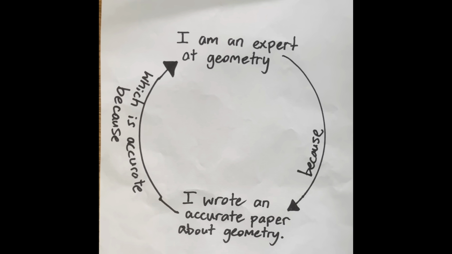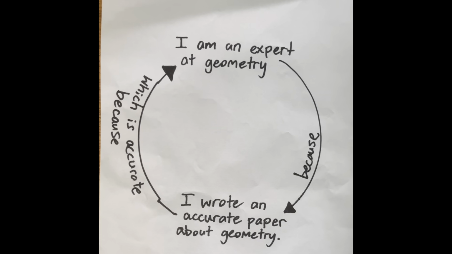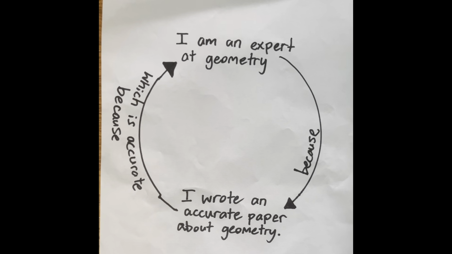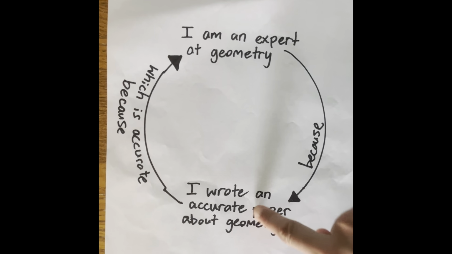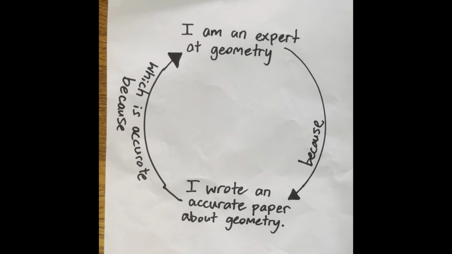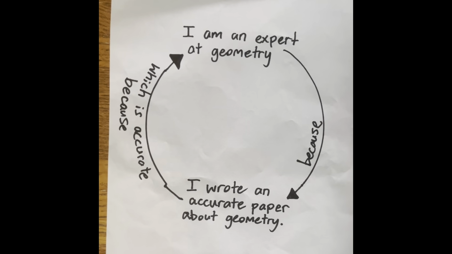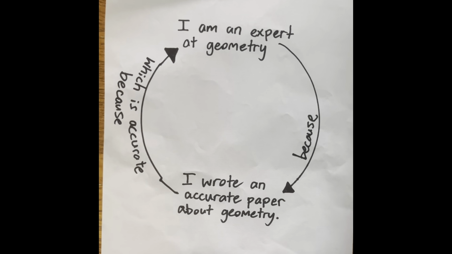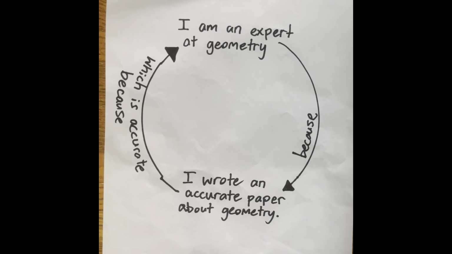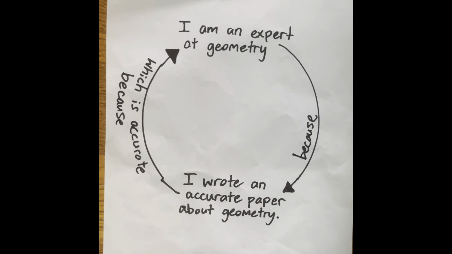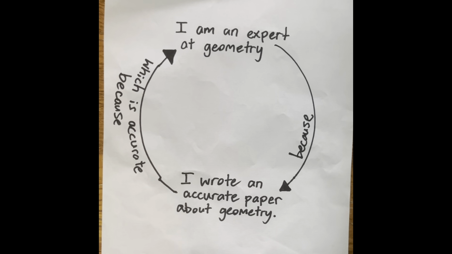Another example of this argument is the statement, I am an expert on geometry because I wrote an accurate paper about geometry. On the surface, this might seem correct and it does follow logic, but as with informal logical fallacies, the error lies in the evidence. In this instance, me being an expert on geometry is proven by and relies on the fact that the paper I wrote is accurate. Yet I wrote this paper, so for it to be accurate, I would have to be an expert on geometry, which is my claim.